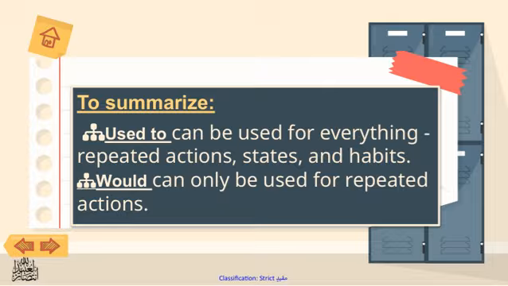On the other hand, would is more limited in its usage. It's primarily used to talk about repeated actions in the past, especially those that were habitual or routine. But it doesn't really work for describing past states or situations. So the main takeaway here is that used to is your go-to for all kinds of past habits and states, while would is specifically for habitual past actions. Connecting this to the overall theme, understanding these nuances helps us communicate more clearly about past routines and behaviors, especially when we want to emphasize repetition.